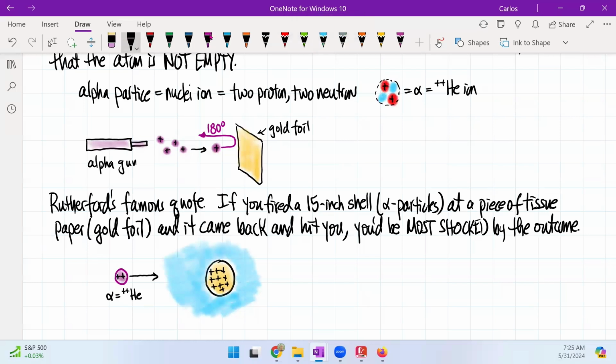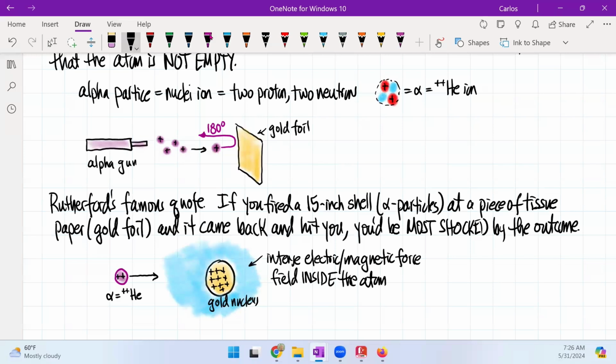And so this here is the gold nucleus. And the blue here is an intense electric slash magnetic force field inside the atom that surrounds the nucleus. So as you shoot this alpha particle, the two positive charges cause it, if you're right on target, to deflect.